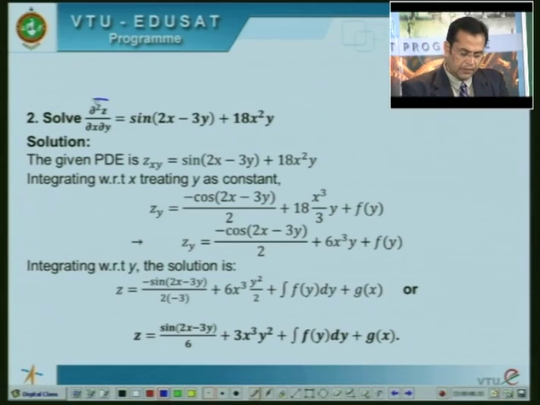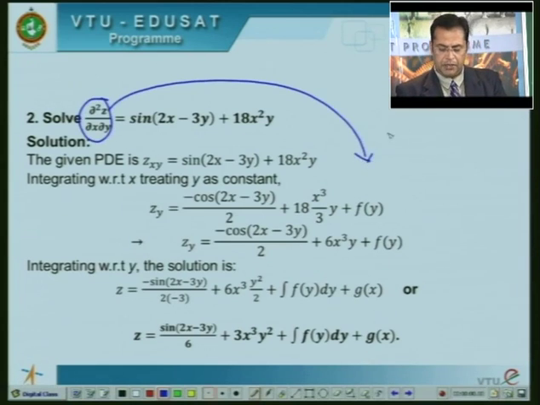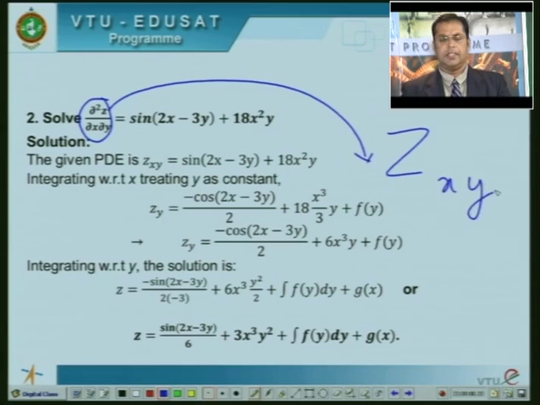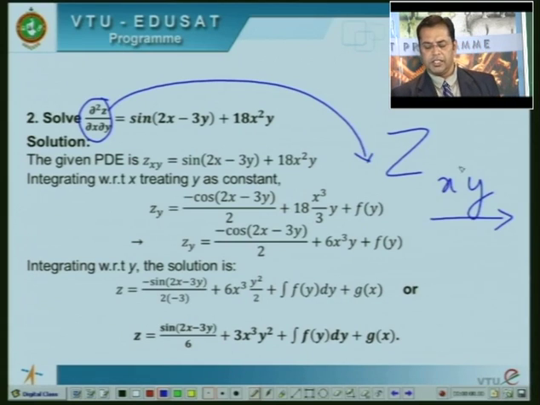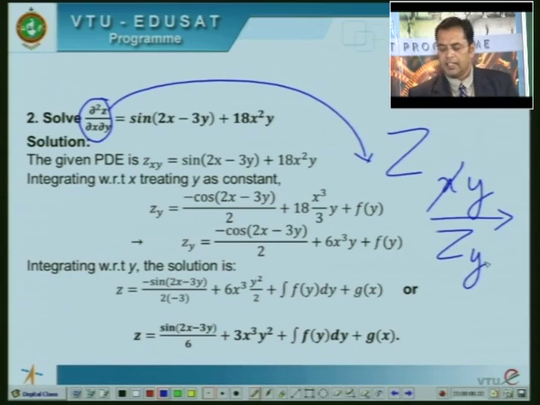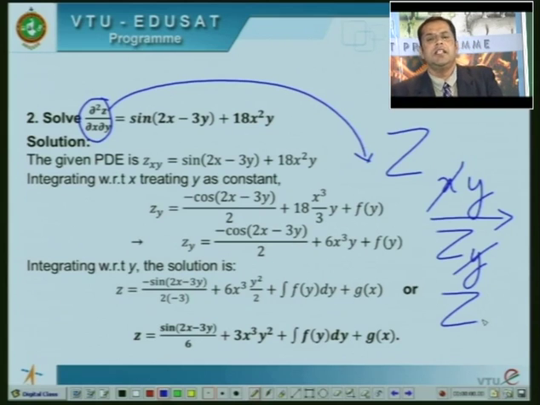Now, observe that this is a mixed derivative, in the sense that by notation it is zxy. So, how do you obtain the solution? As was illustrated in the previous examples, you first integrate with respect to x by treating y as constant. That will give you the derivative zy, or dou z by dou y. Finally, integrate with respect to y to give you the solution, which is equal to z. So, let us go about this.